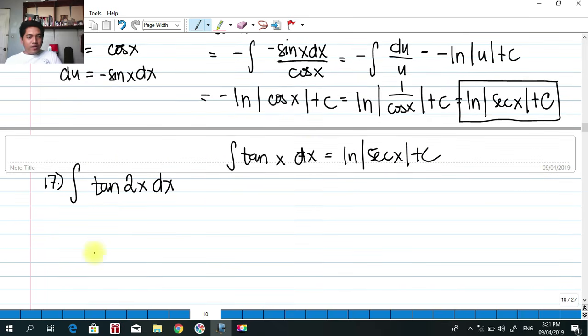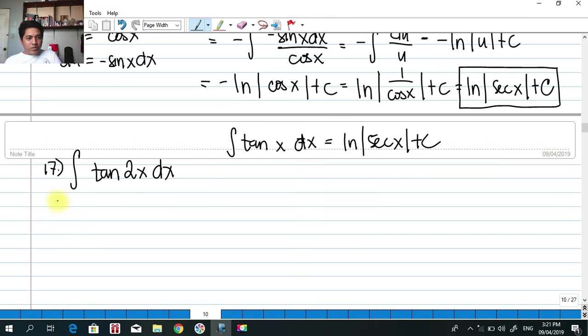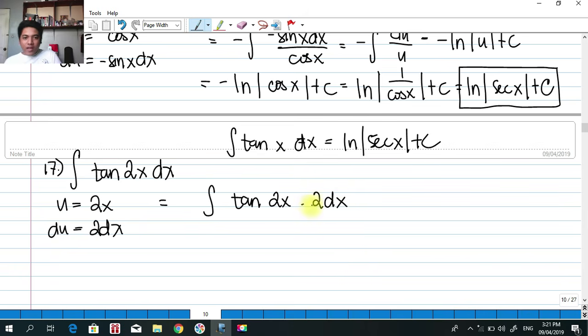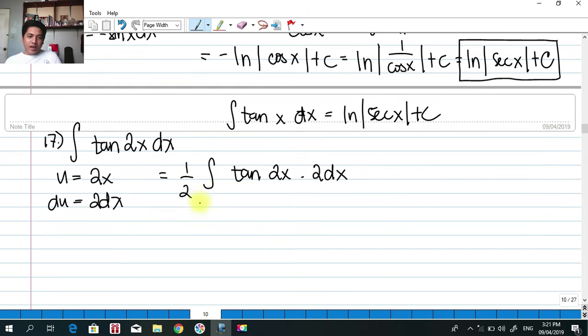So here we can again use the u substitution. We have u equals 2x. So du over dx is simply 2 dx. So we can rewrite the equation as the integral of tangent 2x multiplied by 2 dx. So we added 2 here, we have to add 1/2 outside of the integral.